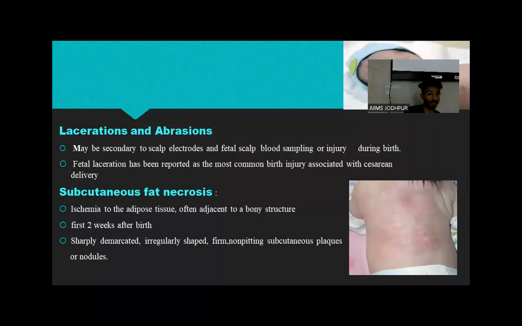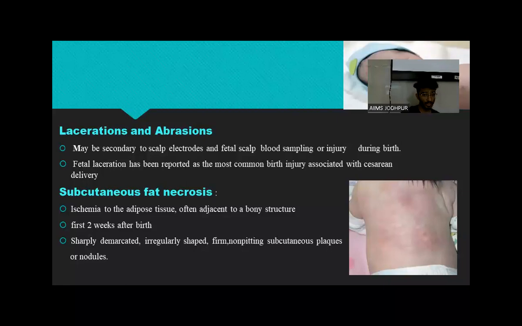Now, laceration and abrasion can also be secondary to the scalp electrodes we place, fetal scalp blood sampling, or injury during birth. And fetal laceration has been reported as the most common birth injury associated with cesarean delivery.